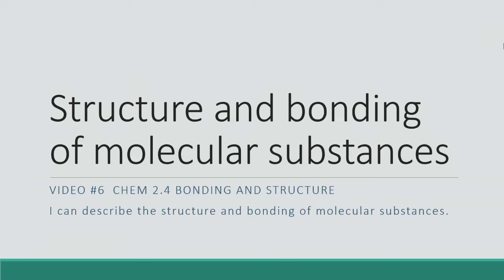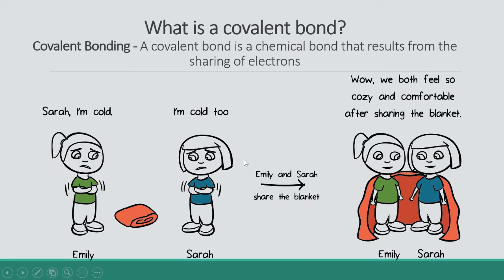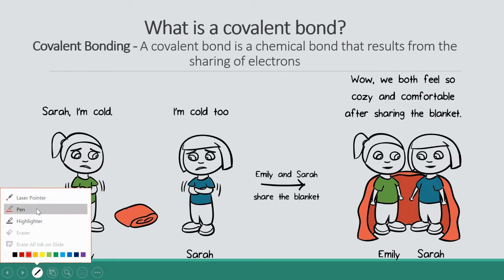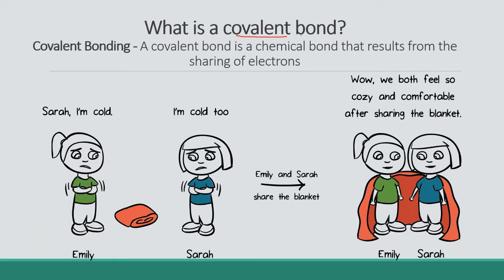Mrs. Goodson here, and this is video 6 for Chemistry 2.4 Bonding and Structure, and it's all about the bonding and structure of molecular substances. So we're going to really define what molecular substances are and how we understand the structure and bonding. First of all, we need to be really familiar with what a covalent bond is. A covalent bond is a chemical bond that results from the sharing of electrons.